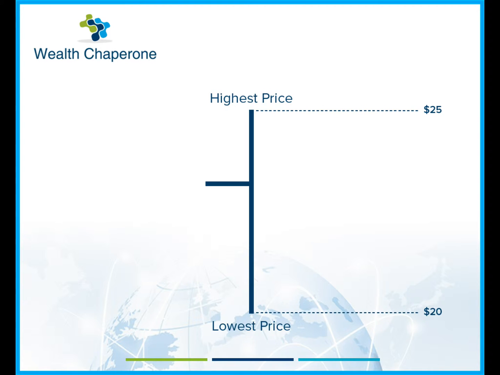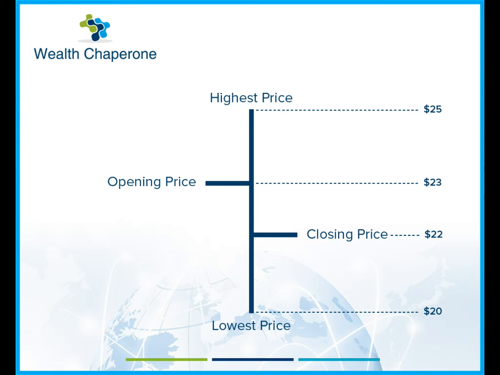This line will also have a horizontal line on the left side. This represents the opening price of the stock when the market opened. We will also see a horizontal line on the right side. This represents the closing price of the stock at the end of the day. This symbol is called a bar, and to recap, it shows us the opening price, the closing price, as well as the high and the low prices for this stock.